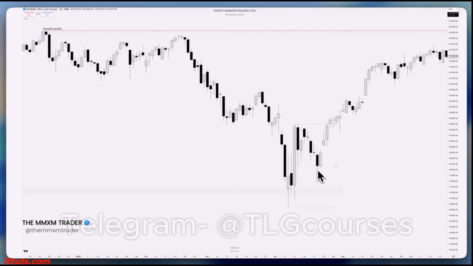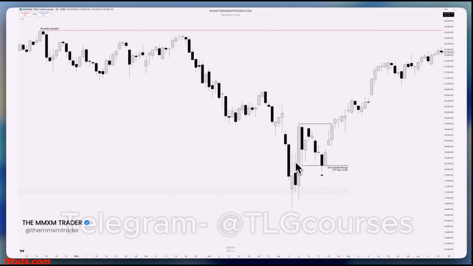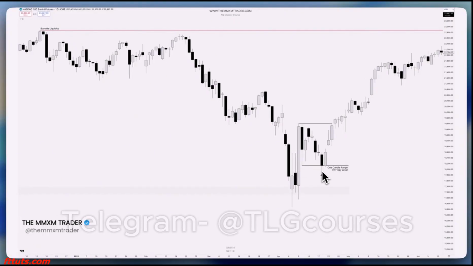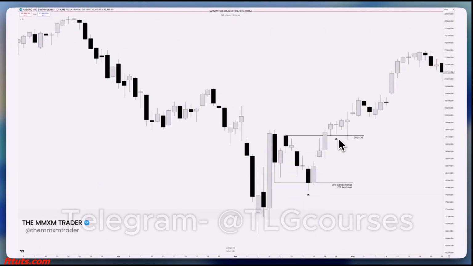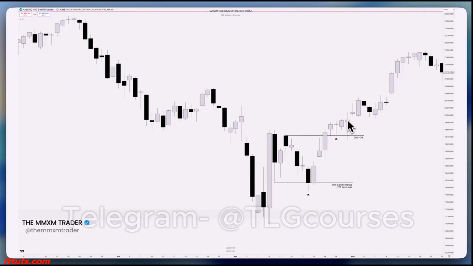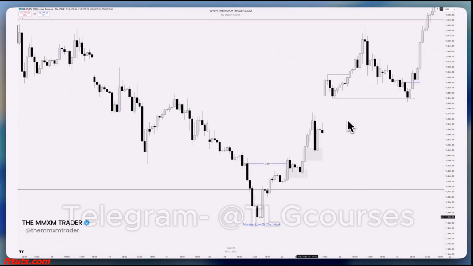Market trades down into discount, running out that one candle range which we covered in the previous lesson, right there. And then remember that weekly OB that we covered in the previous lessons when we closed above, right? So now let's look at that with our data-driven days.